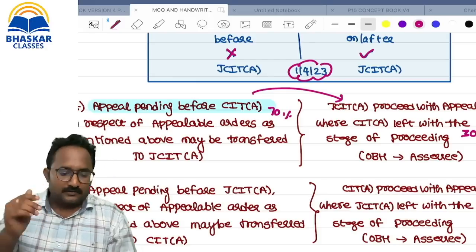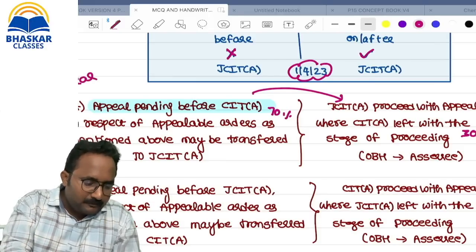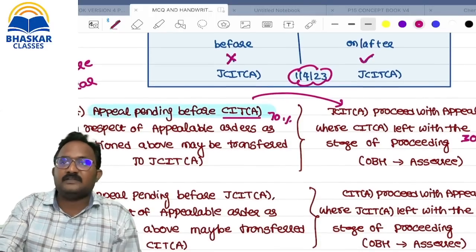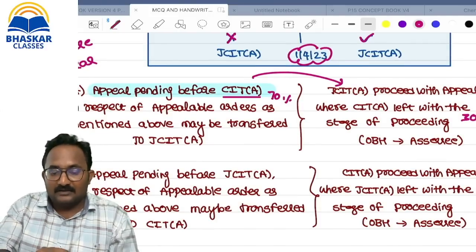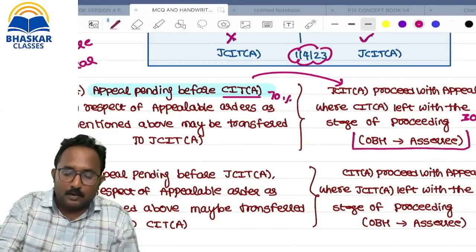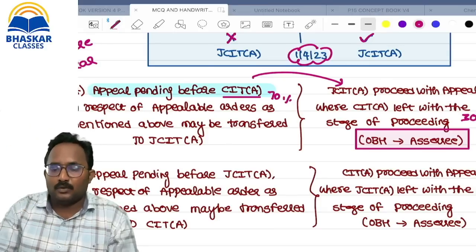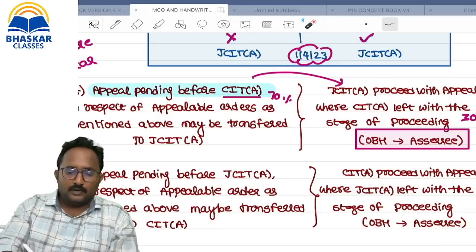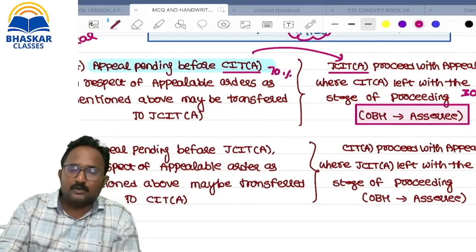If you want to transfer, example, this is Bhaskar's file. I am the SSC. I am making an appeal before the CIT. But because of the introduction of JCIT, my file is transferred to JCIT. At the time of transferring, you need to provide a reasonable opportunity of being heard to the SSC. At least give a chance to communicate to the SSC, because his file you are transferring from one authority to another authority. On that occasion, please give a chance to communicate.